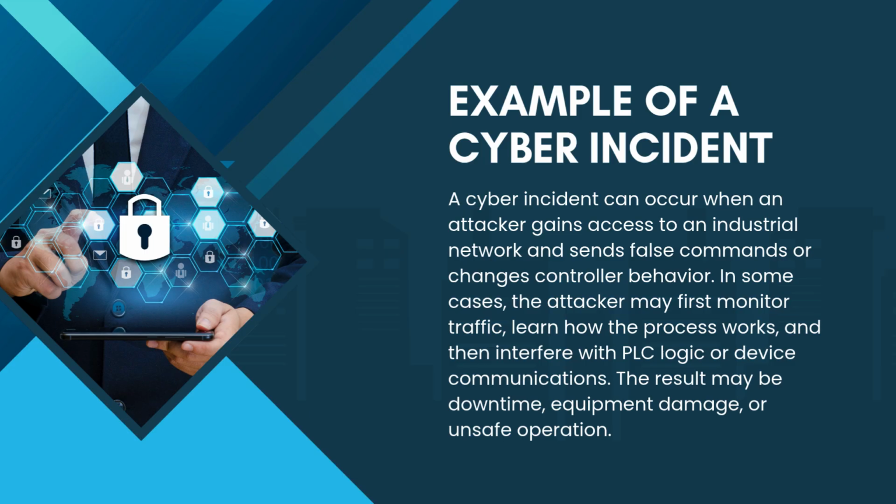So, what might this look like in a real incident? A cyber incident can occur when an attacker gains access to an industrial network and sends false commands or changes controller behavior. In some cases, the attacker may first monitor traffic, learn how the process works, and then interfere with PLC logic or device communications. The result may be downtime, equipment damage, or unsafe operation. This is why industrial cybersecurity is not just about protecting information. It is also about protecting real equipment and real processes.